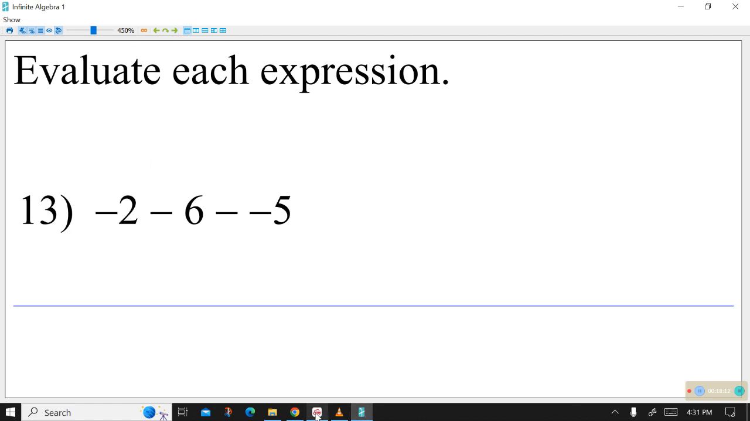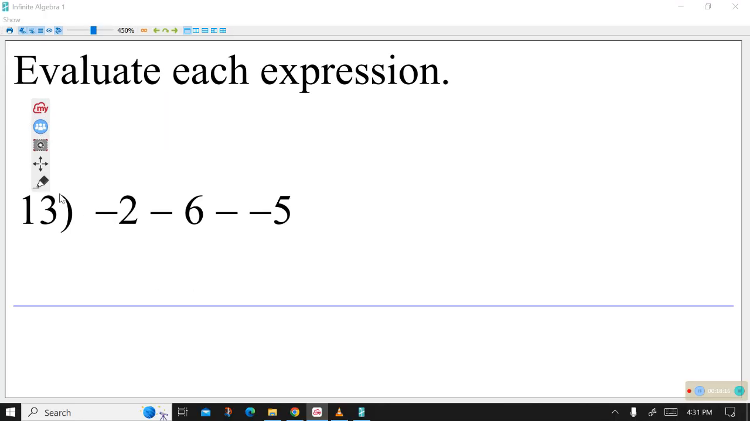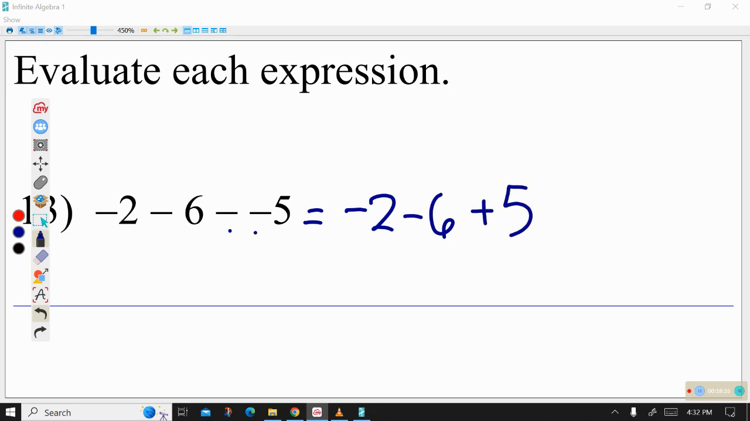Okay, so for this problem, we have a double negative again. So this is negative 2 minus 6, but minus negative 5. There's 2 of them. So we make that a plus. Okay, now we can kind of finish the rest of our math, okay? Negative 2 minus 6 is negative 8.